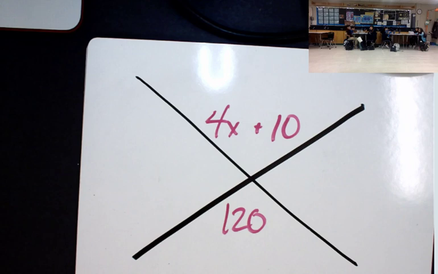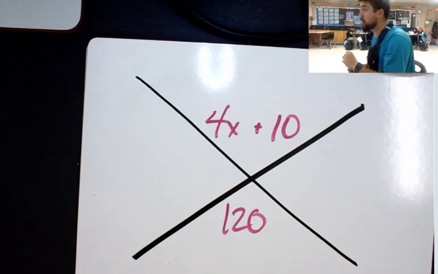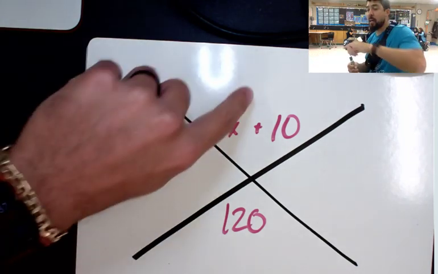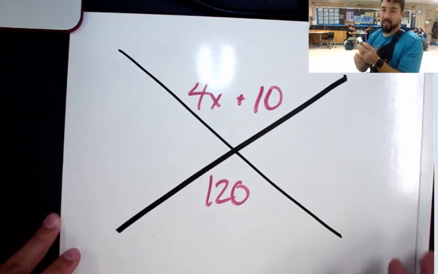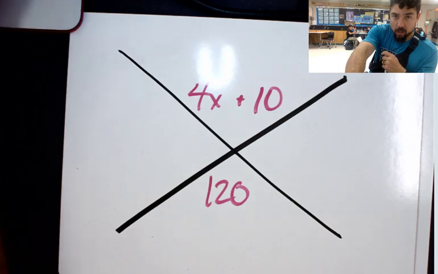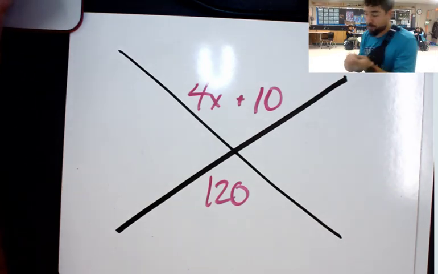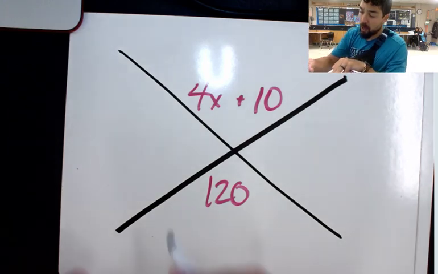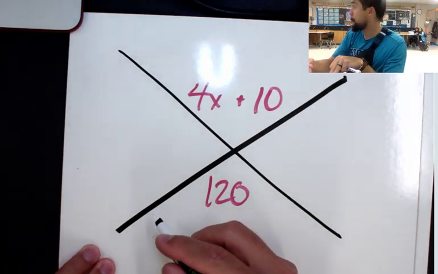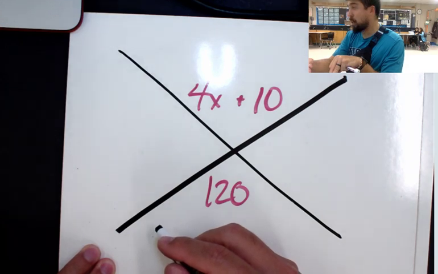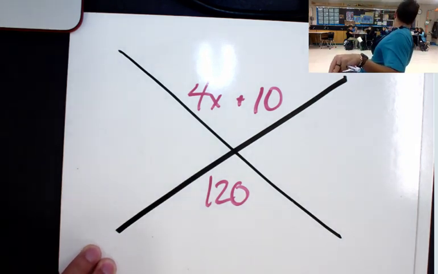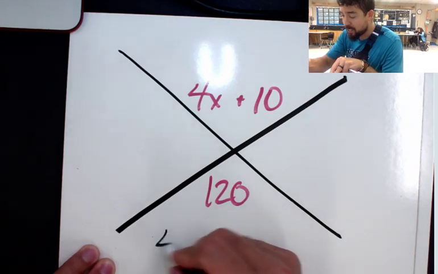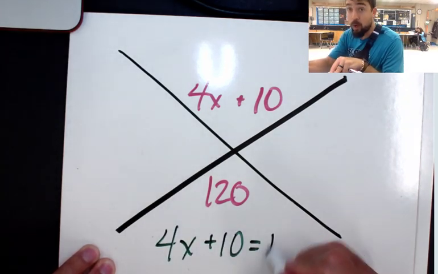Say it again. That means that they are the same, or you can think of equal. So if these are the same, we're going to set up an equation to solve to find what x is. All right, so somebody, how am I going to write this equation? Somebody help me out. 4x plus 10 equals 120.